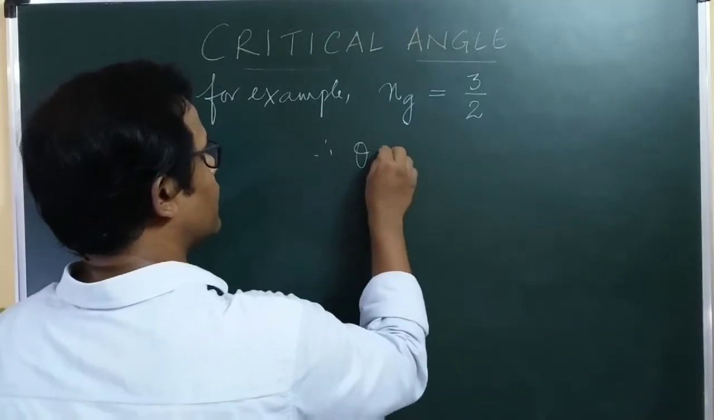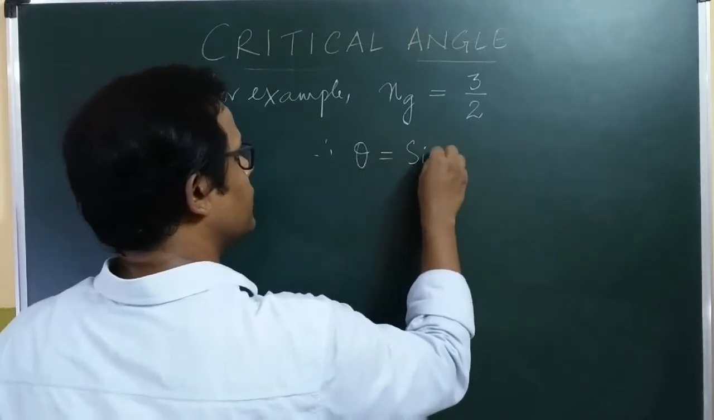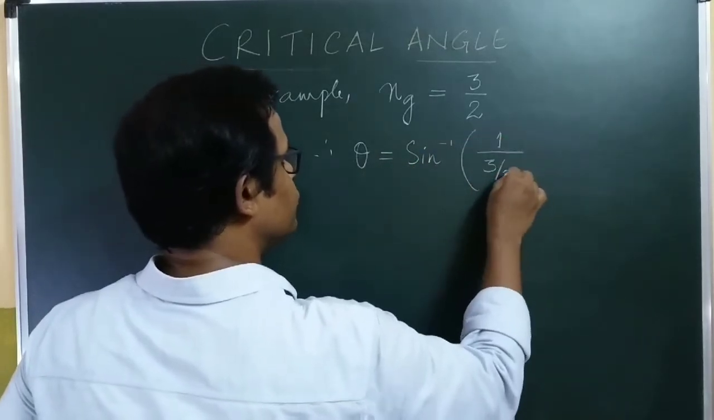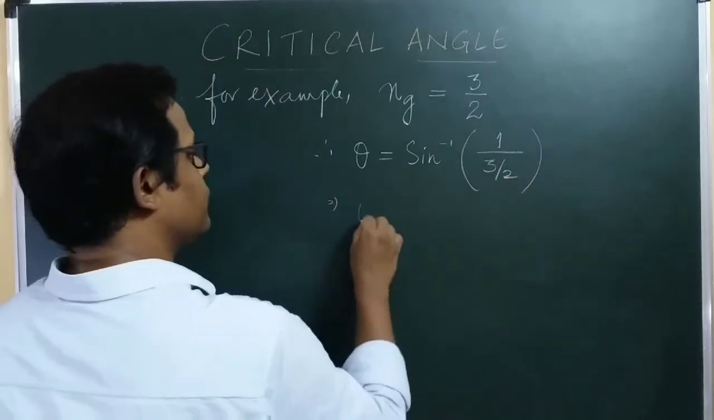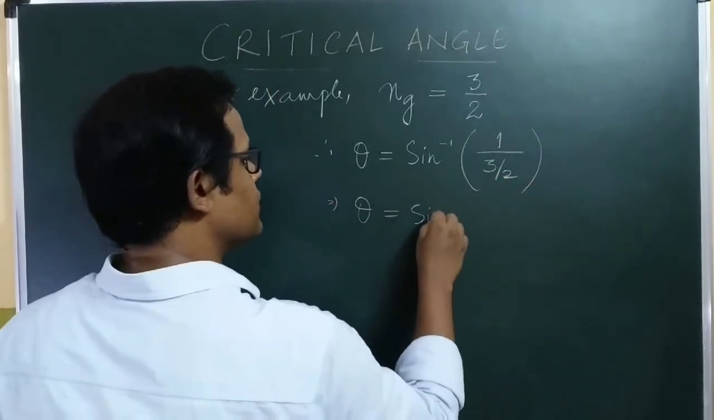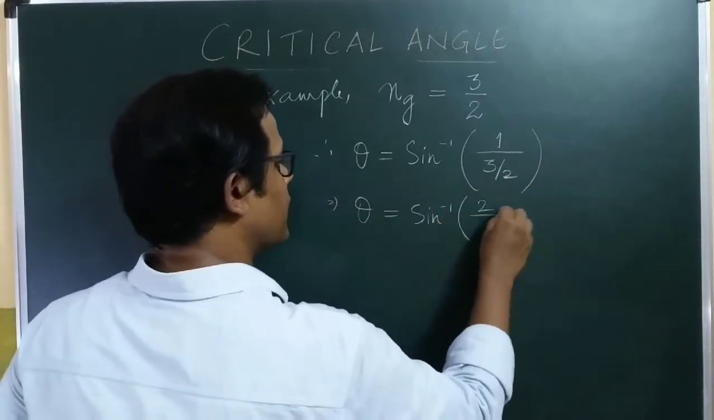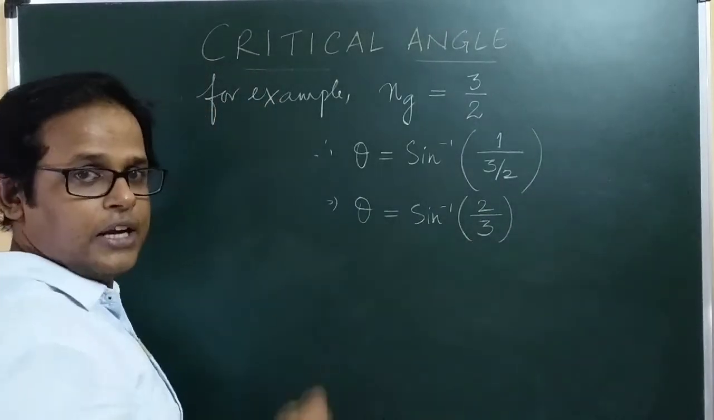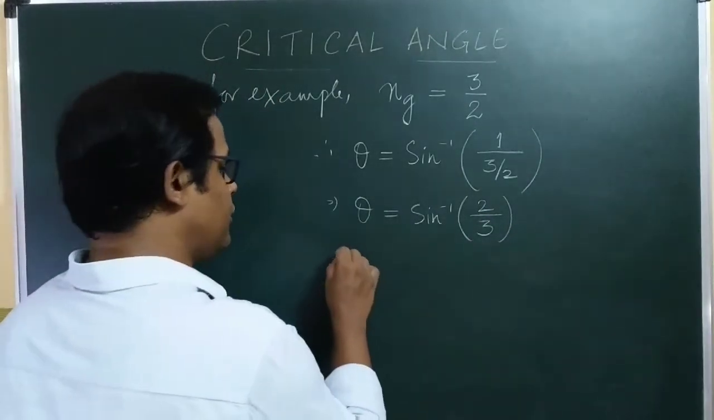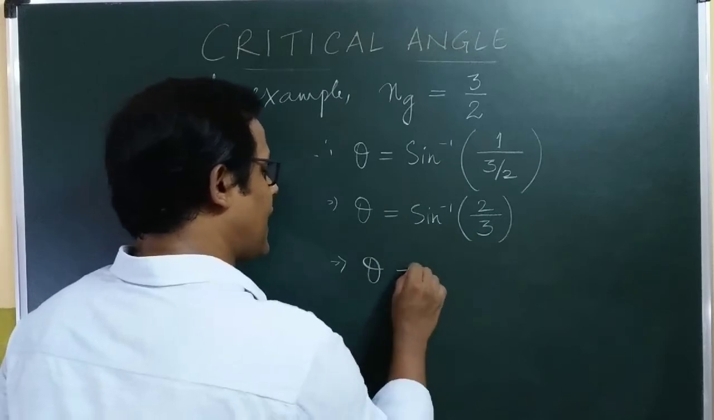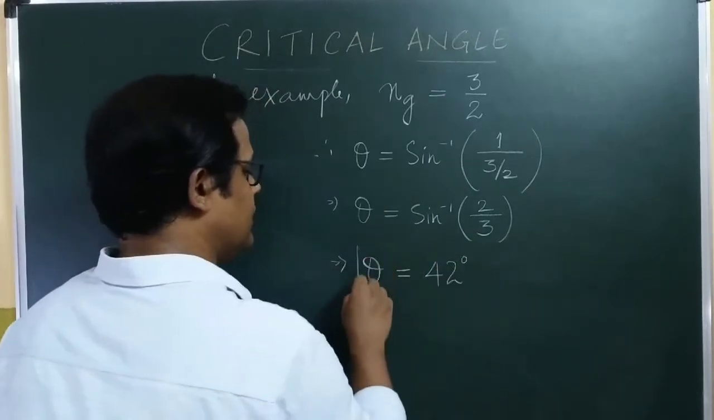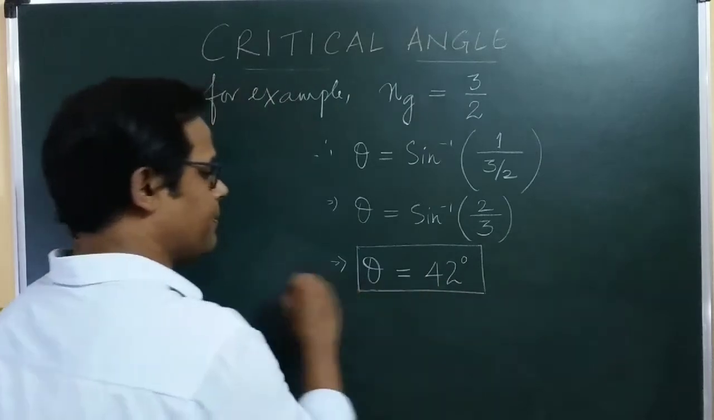All we have to do according to the formula is sine inverse of 1 by 3 by 2. So hence we will find theta is equal to sine inverse of 2 by 3. Look for your sine inverse tables or just try it in your scientific calculators, and you will find that the critical angle of incidence comes out to be around 42 degrees. I am showing just an example.